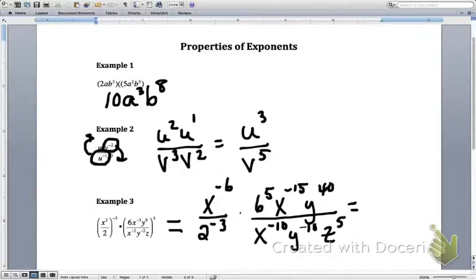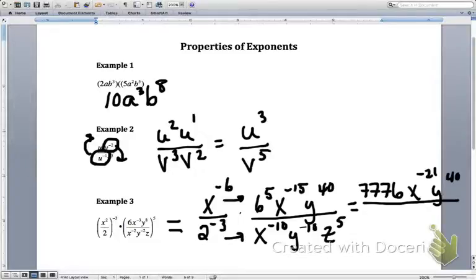When I put it as one fraction, I'm going to multiply straight across the numerator and straight across the denominator. When I multiply straight across the numerator, my coefficient is still 6 to the 5th, which is 7,776. X to the negative 6 plus negative 15 is negative 21st power. And I still have a y to the 40th in the numerator.